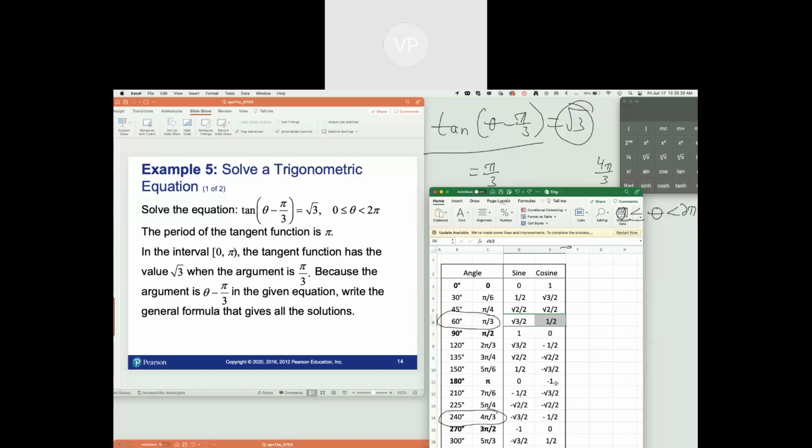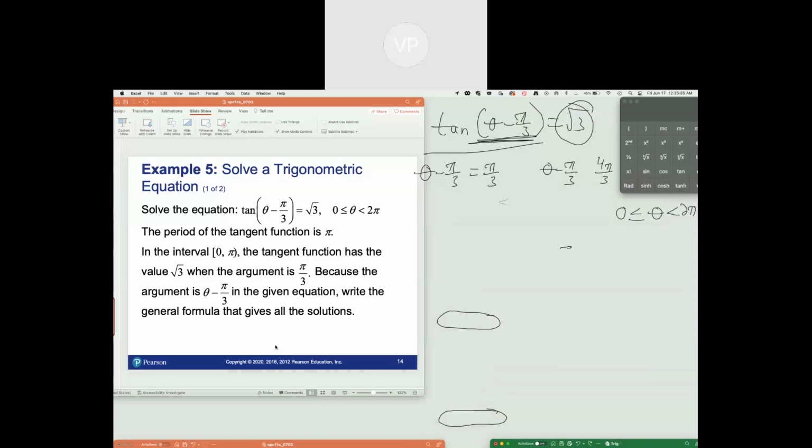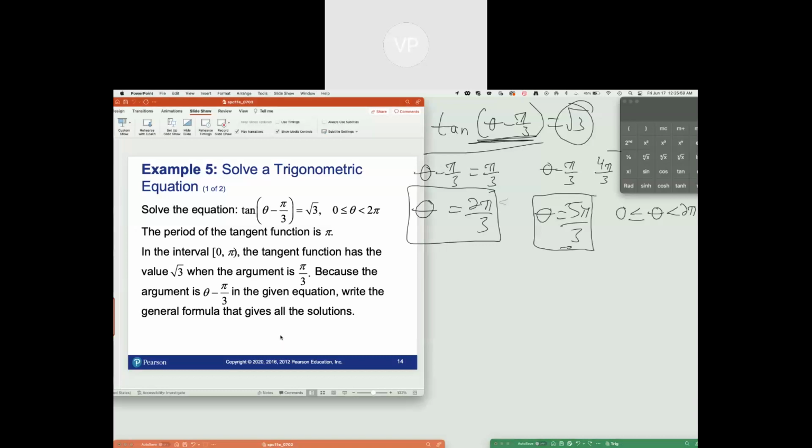And just like the last example, whatever's in there, all of that is what equals the solution you came up with. So take this out of here, and now we're going to look at how to solve for theta. So I'm going to move this pi over 3 to the other side, and we get 2 pi over 3. I'm going to move this pi over 3 to the other side, and we get 5 pi over 3. So right now we have two solutions. The only question we got to worry about is, are there other solutions? Could there be more?